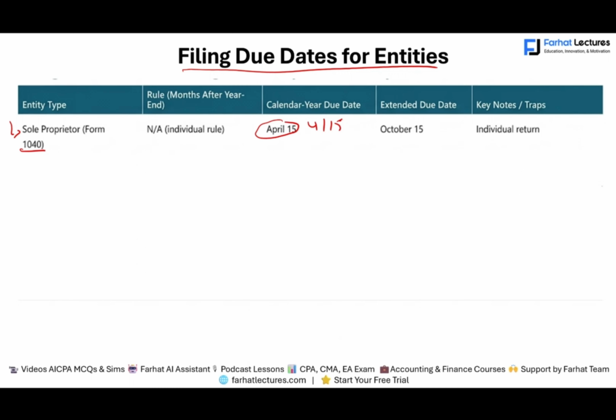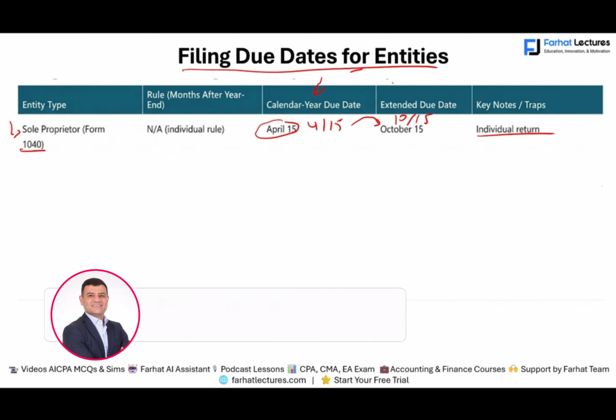If this individual asks for an extension, six month extension, the due date is 10/15. Remember, you can ask for an extension to file but not to pay. You always have to pay. And here we are discussing individual return. So everything we would look at here, the assumption is what? The assumption it's a calendar year unless you are told otherwise.